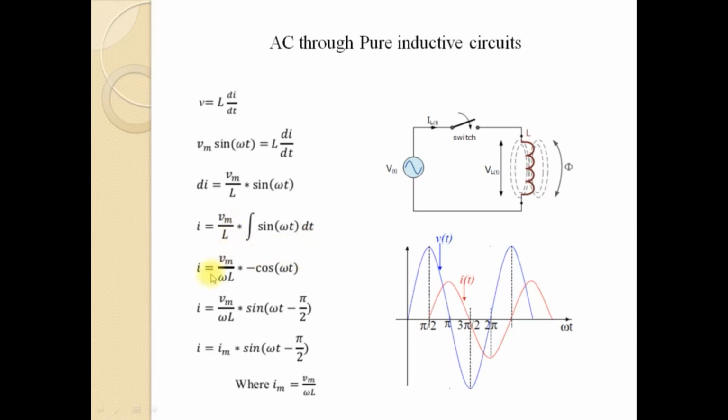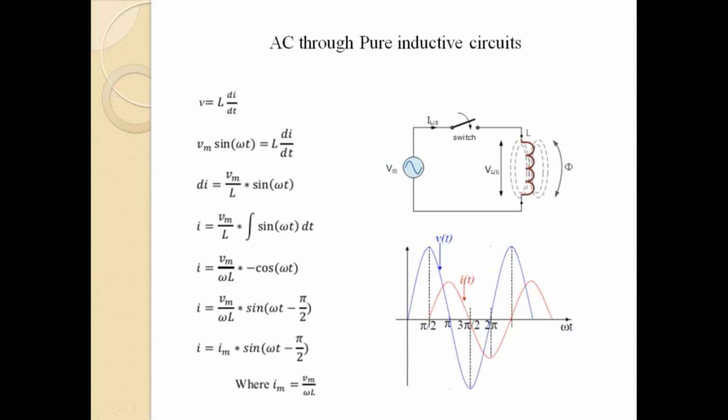That is, I is equal to Vm by omega L. When you integrate sin omega t, you get minus cos omega t by omega, and this L is there. So finally, you get I is equal to Vm by omega L into minus cos omega t. Now, minus cos omega t can be written in terms of sin omega t with some phase difference.